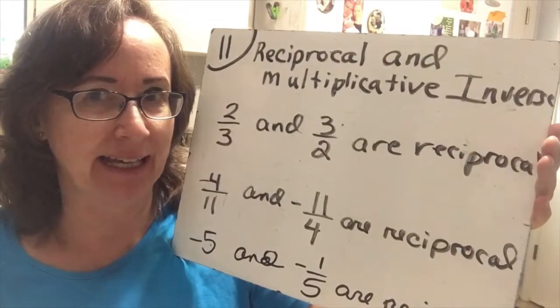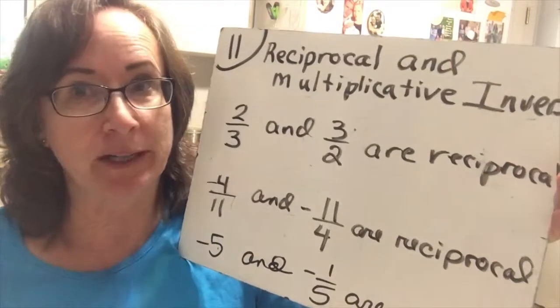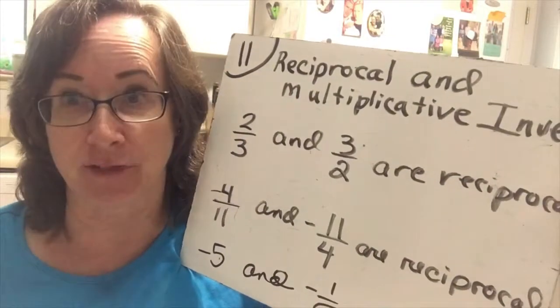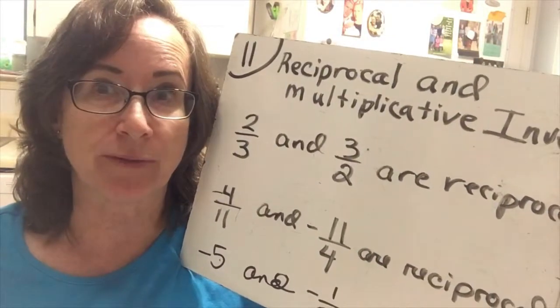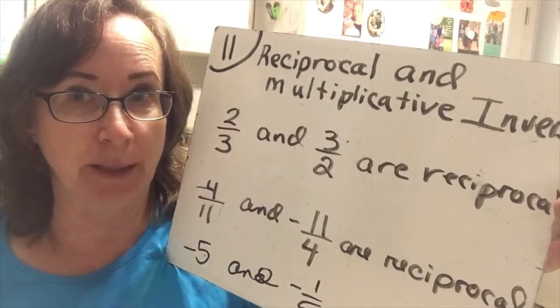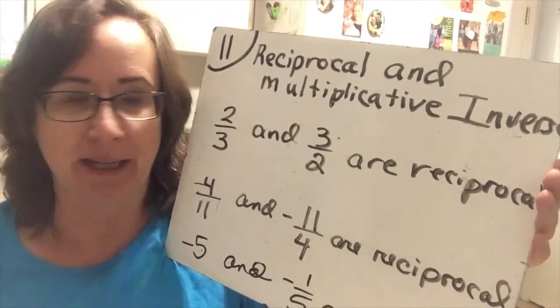We are here today in your orange book, and we're working on Lesson 11, which is all about reciprocal and multiplicative inverses, and also order of operations is going to be introduced, and we'll talk just a little bit about that. So here we go.